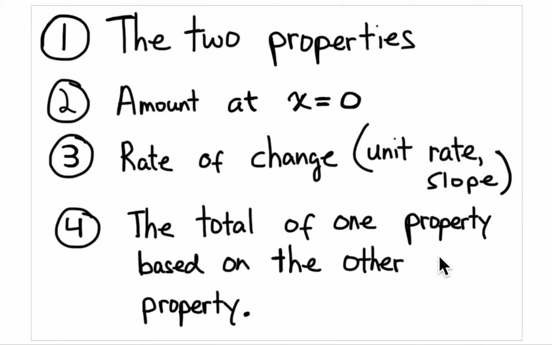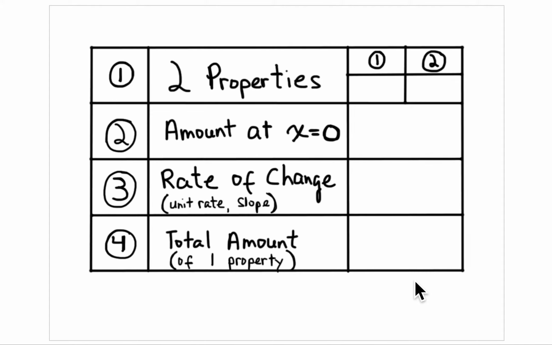And so what I did is I tried to simplify this into some simple phrases. Number 1, what are the 2 properties? Number 2, is there an amount at x equals 0? Number 3, is there a rate of change, which is the unit rate or the slope? Number 4, the total of one of the properties based on the other property. So you're given a certain amount. What's the other amount?